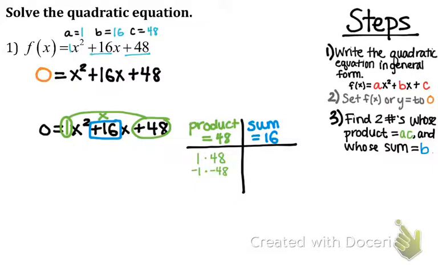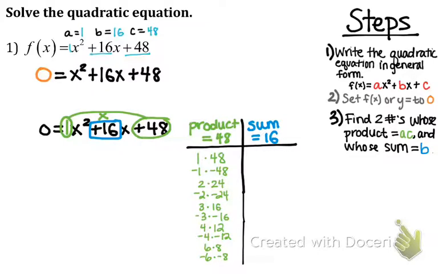We can also have negative 1 times negative 48, which also equals positive 48. Going down to the 2's, we have 2 times 24 and negative 2 times negative 24. On to 3's, 3 times 16, negative 3 times negative 16. 4 times 12, negative 4 times negative 12. 6 times 8, and negative 6 times negative 8. And then we would be going back down the list the opposite way, so I'm going to stop here.